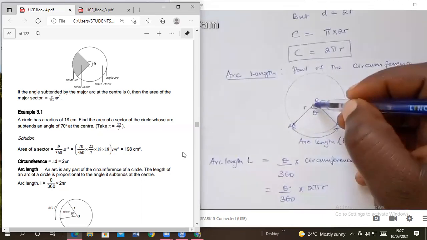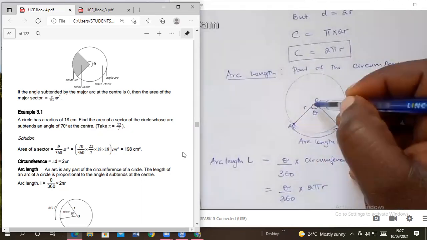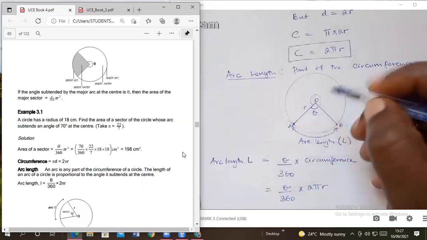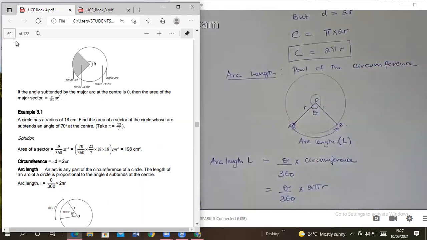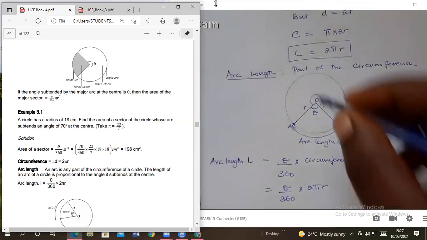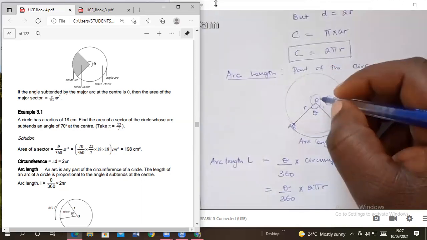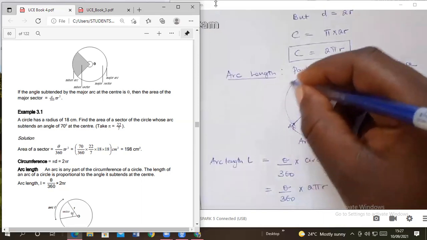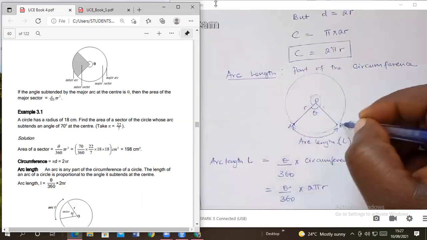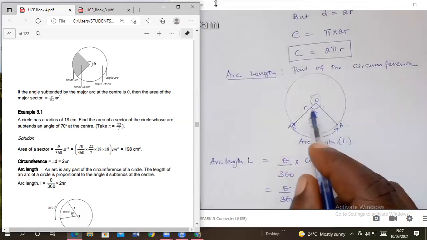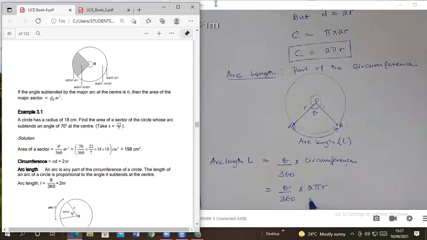Now, if you want to find the length of this other side, then you have to get the angle, which is this side. That will be the major arc. This is the major arc, and this is the minor arc. So if you want to get the length of the minor arc, use this angle theta out of 360 times the circumference. Are we together, members?